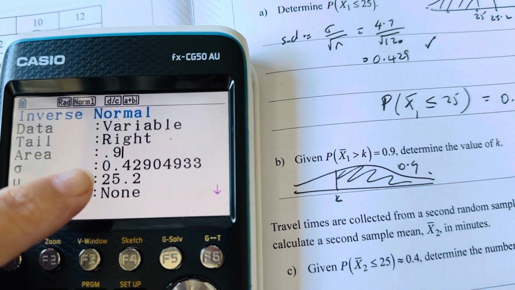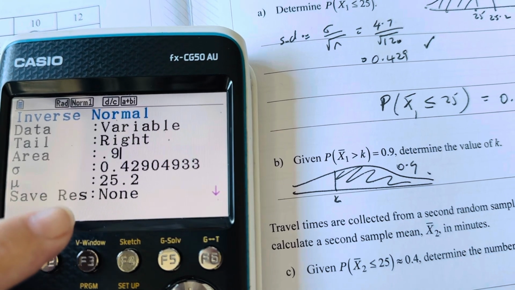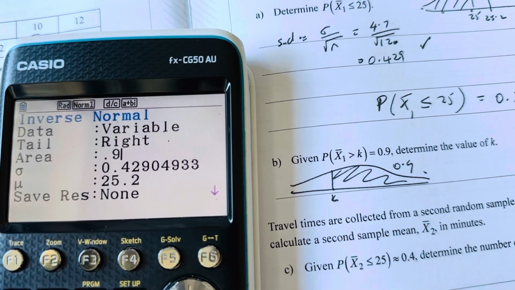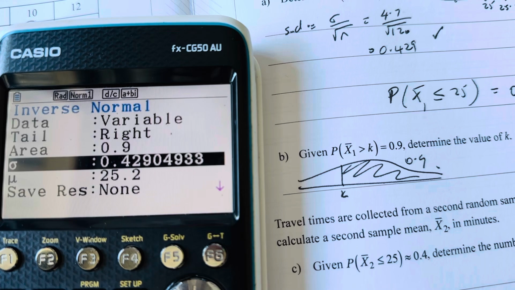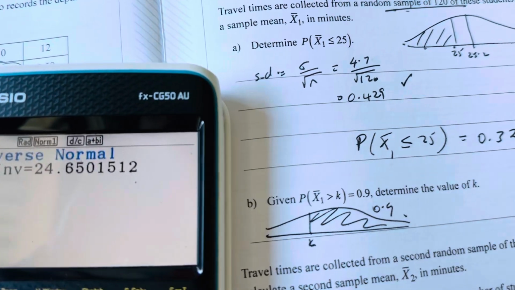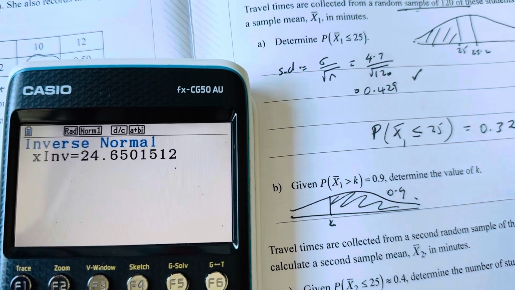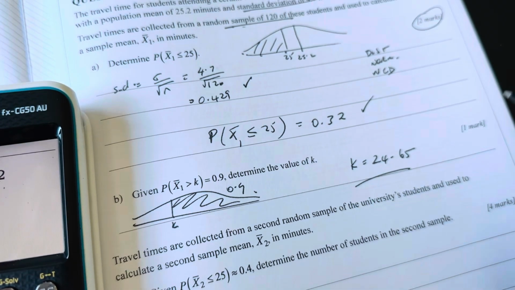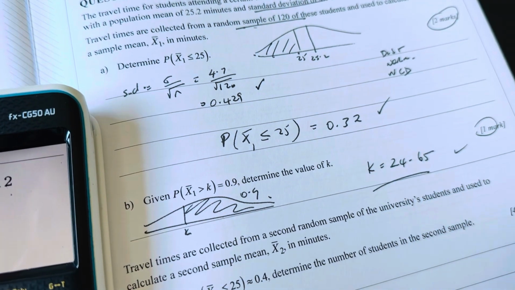Do love the carryover, the sample standard deviation and the mean are there. Leave them. And so we get k equals 24.65. That was just a 1-mark question, so you just had to get the answer to that.